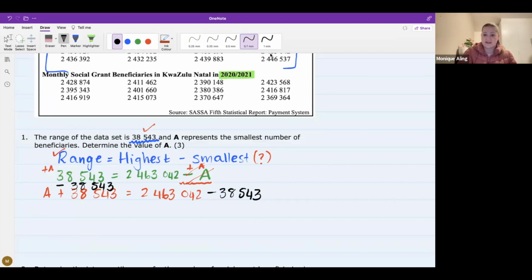And I see a lot of us are getting the answer already. Well done. So A is equal to 2,424,499 people. Okay, so that one was a little bit of a higher order question in the sense that you had to play around with our normal range formula. They gave you the range and you had to work out the smallest number.